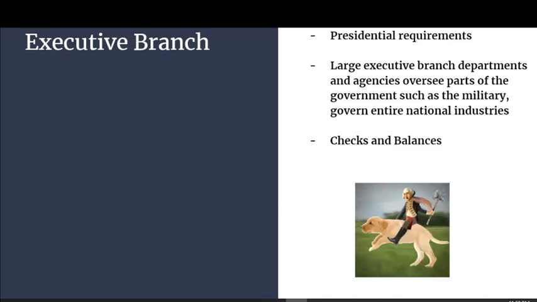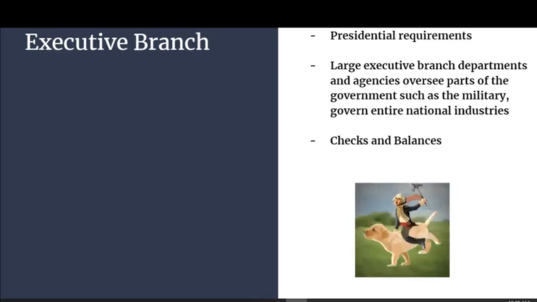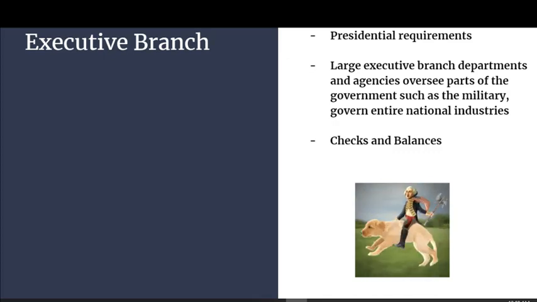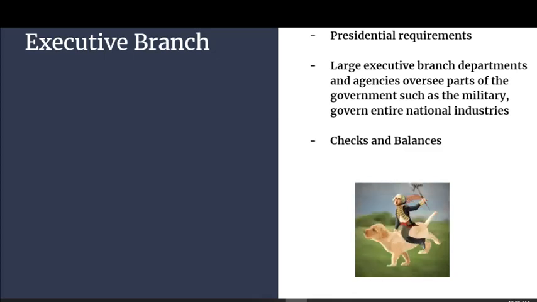And next we have a large executive branch of departments and agencies that oversee parts of the government, such as the military, and they govern entire national industries. One example would be the FCC, the Federal Communications Commission, which regulates radio, television broadcasts, and internet communications. Then checks and balances also exist, where Congress creates the bureaucratic agencies of the executive government, checks on their performance, and determines their funding, and sometimes reshapes their policy and missions.